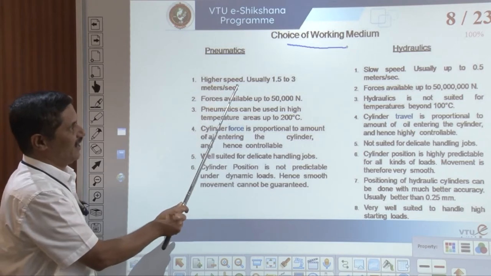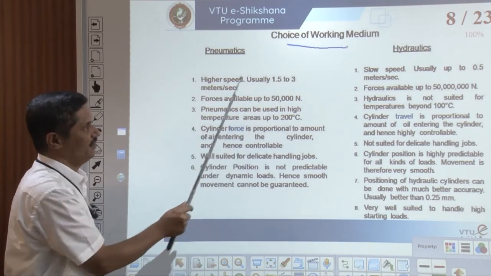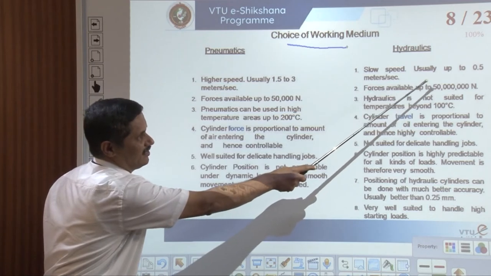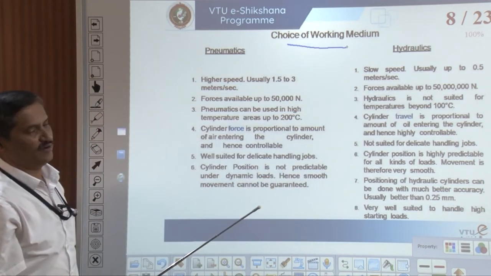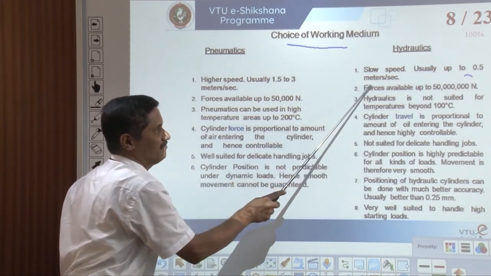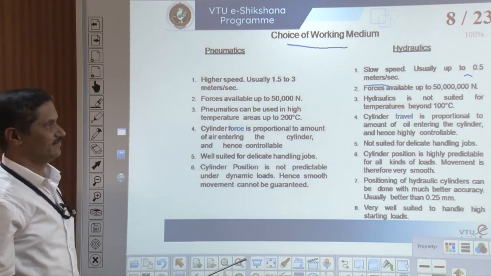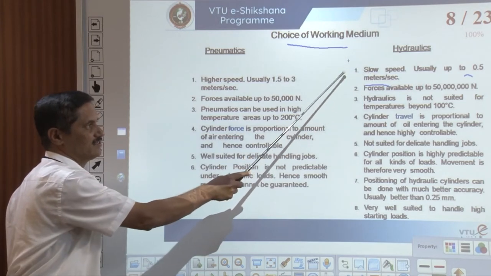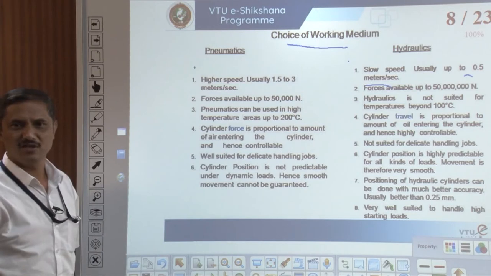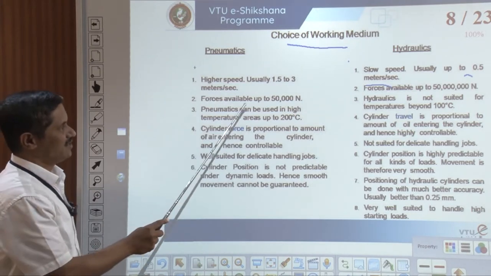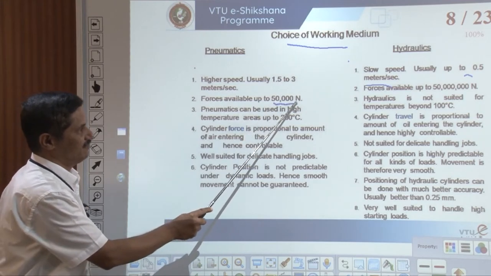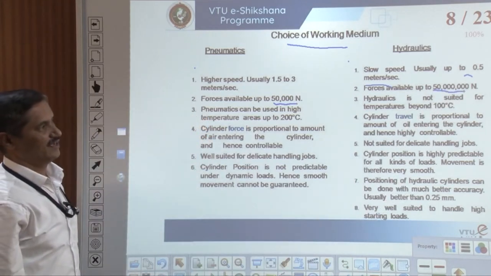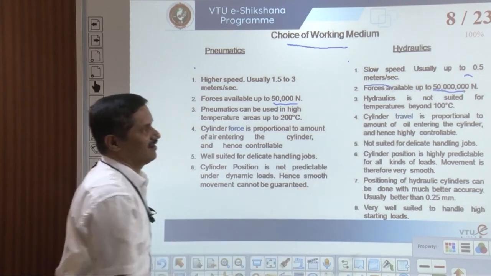In pneumatics, higher speeds are usually 1.5 to 3 meters per second, but if you compare the same speed here in hydraulics, it can give around 0.5 meters per second, which is comparatively slower than pneumatics. So in fine operations where the precision levels are very high, hydraulics is chosen, whereas if you want to speed up the process, pneumatics can be used. The force available here is 50,000 newton, while in hydraulics it is in tons basically, 5 lakh and above you can go.